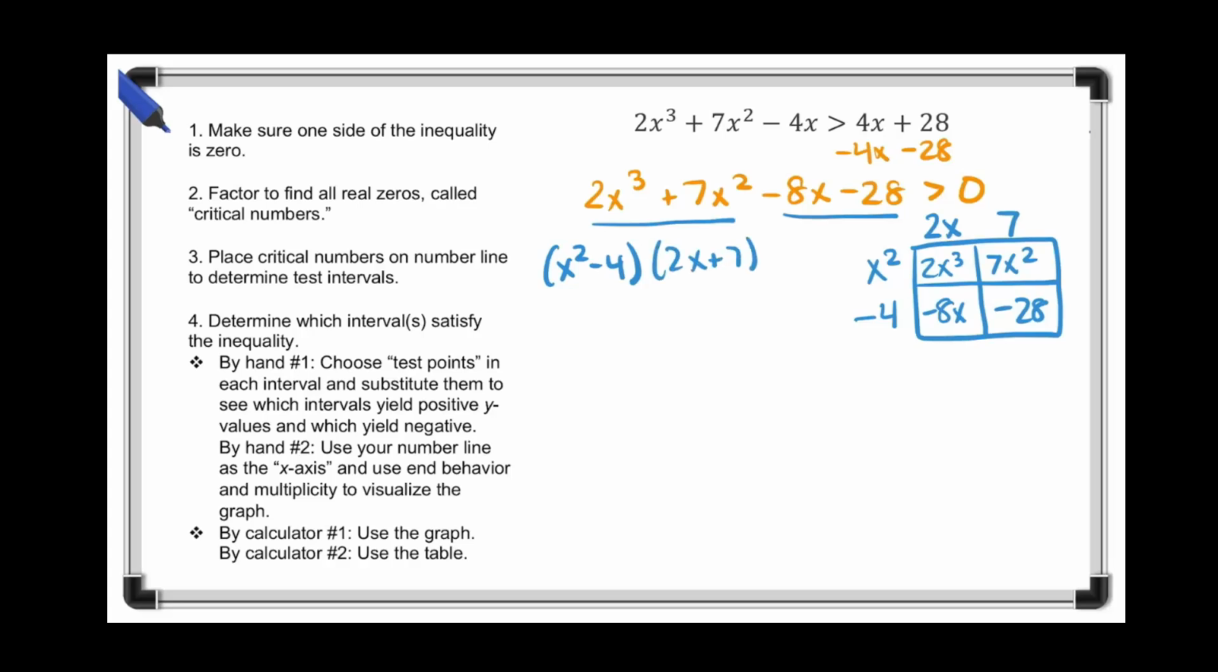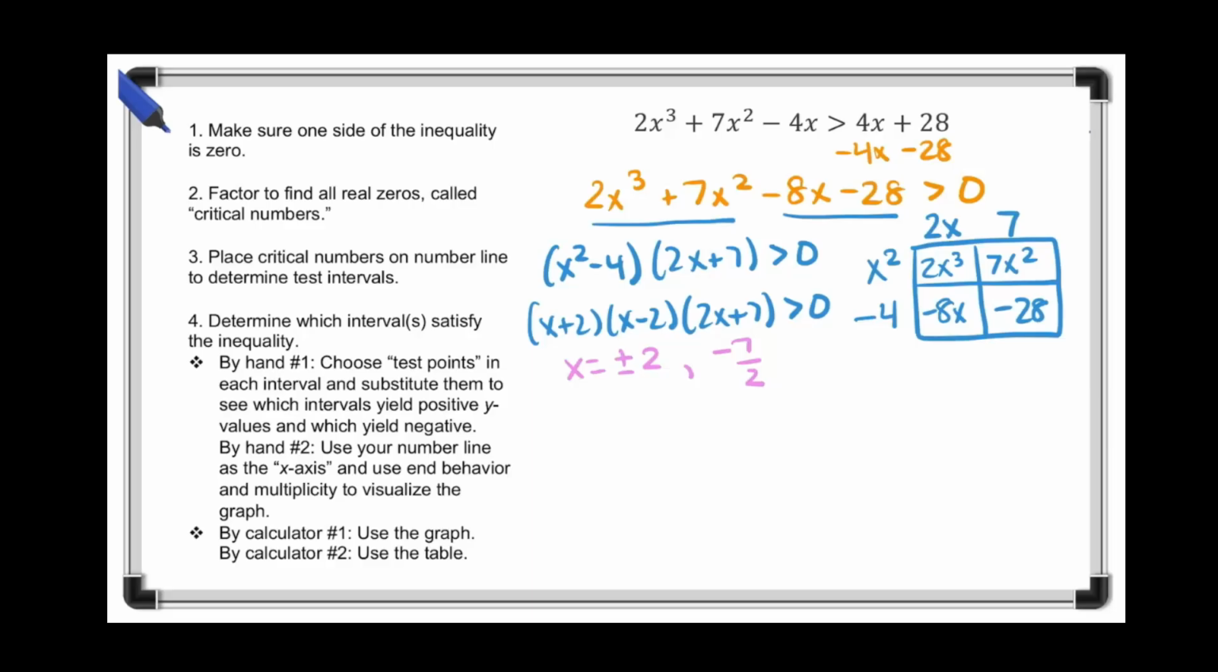And again, you're still having it greater than 0. You can factor more, since you have a difference of squares. So x plus 2, x minus 2, and then 2x plus 7 greater than 0. The next thing you should see is that you can solve, so you're going to get x equals plus or minus 2 and -7/2.